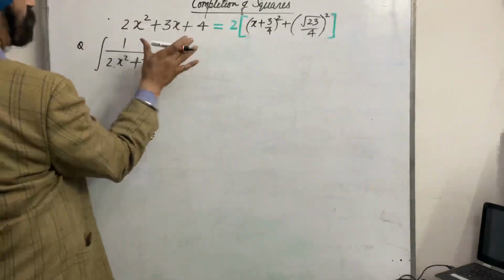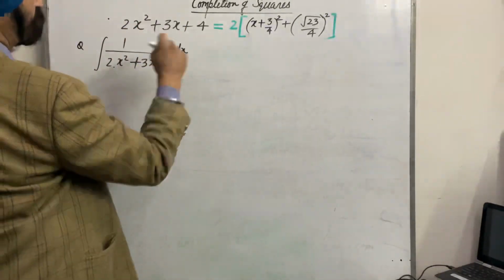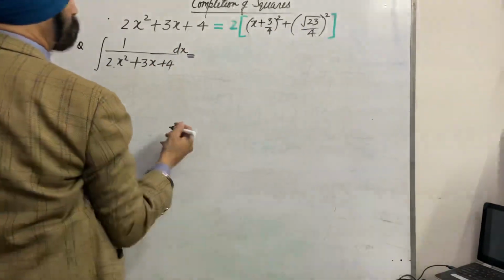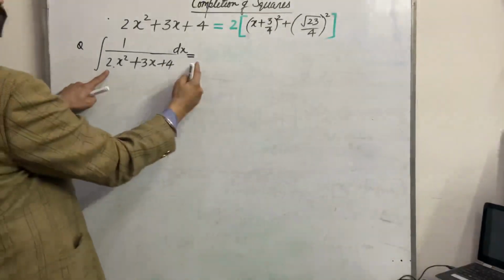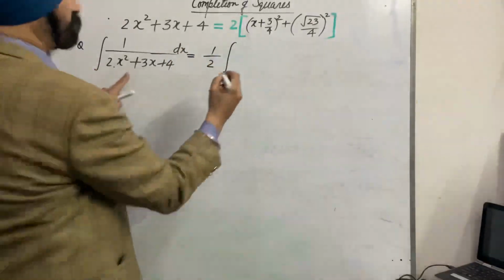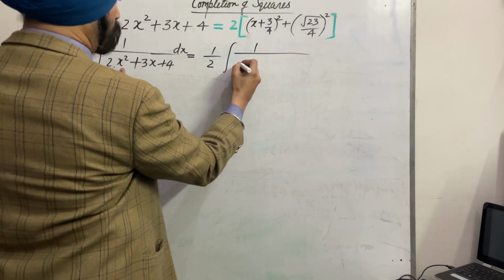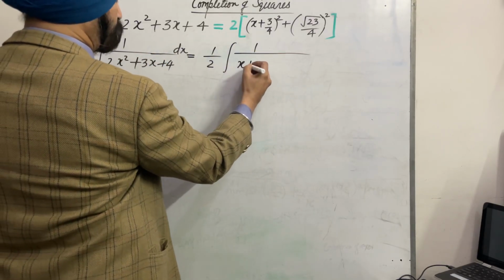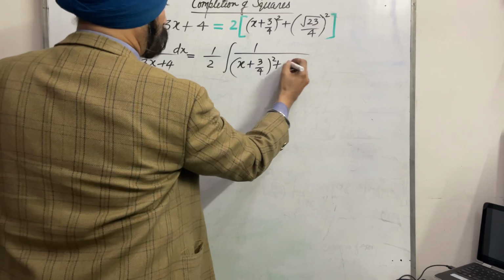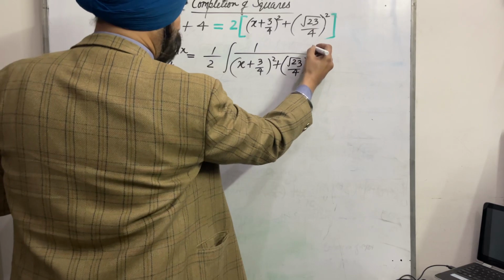Now, as we have discussed in the last video, this 2x squared plus 3x plus 4 can be written in this particular format. So I'll do that for you. In the denominator, I can pick 2 as common. So I get 2 here in the denominator outside the integration sign, and within the bracket, I'll be writing x plus 3 by 4 whole square plus root 23 by 4 whole square dx.